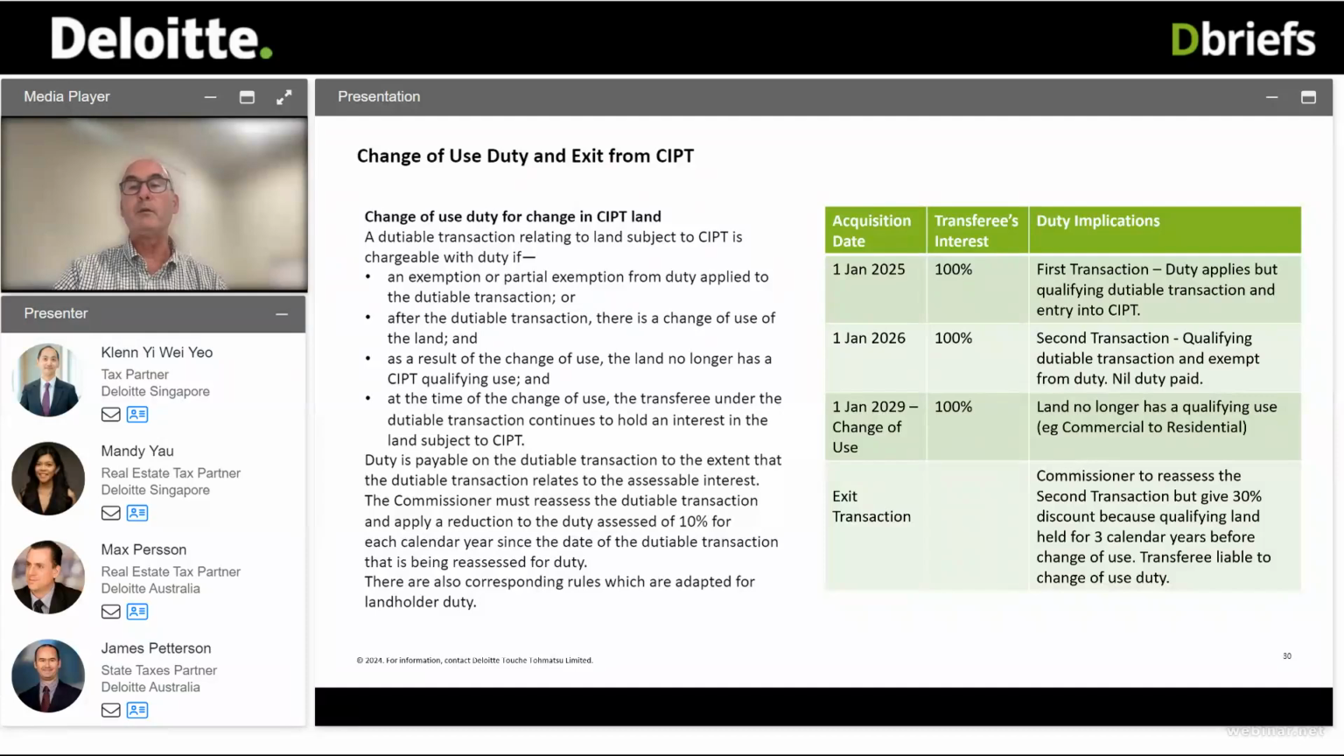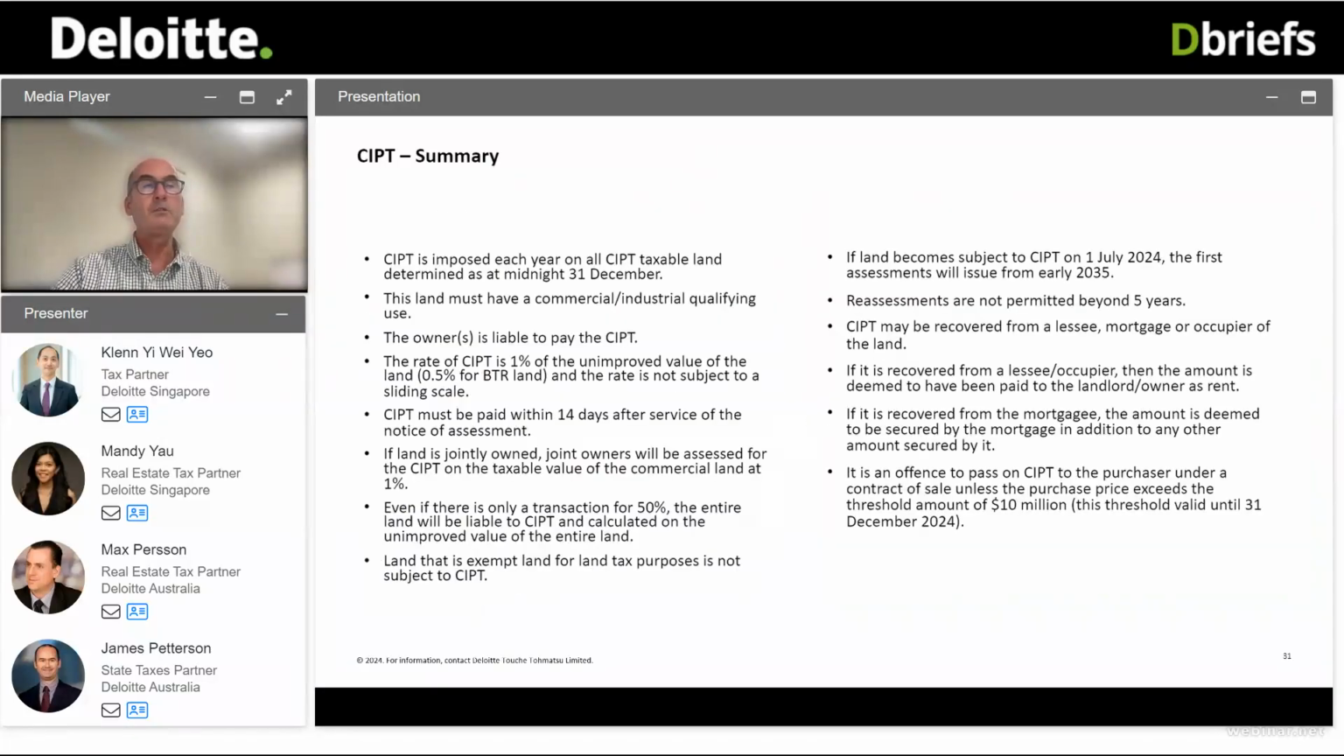So here it would be a 30% reduction. So in summary, CIPT is imposed on 31 December each year. The land must have a commercial or industrial use. The rate is 1%. The assessment must be paid within 14 days of an assessment notice. And if the land is land tax exempt, it will be CIPT exempt. The first assessments are expected to issue from early 2035.